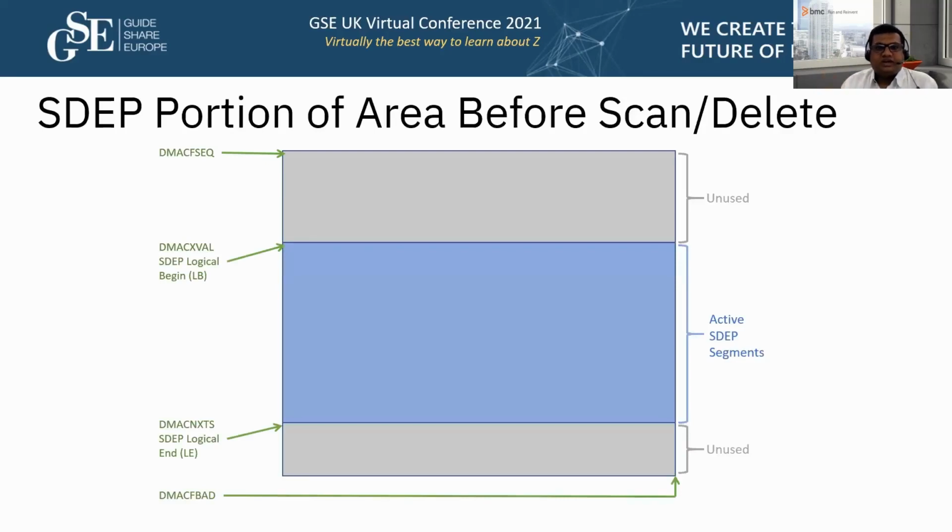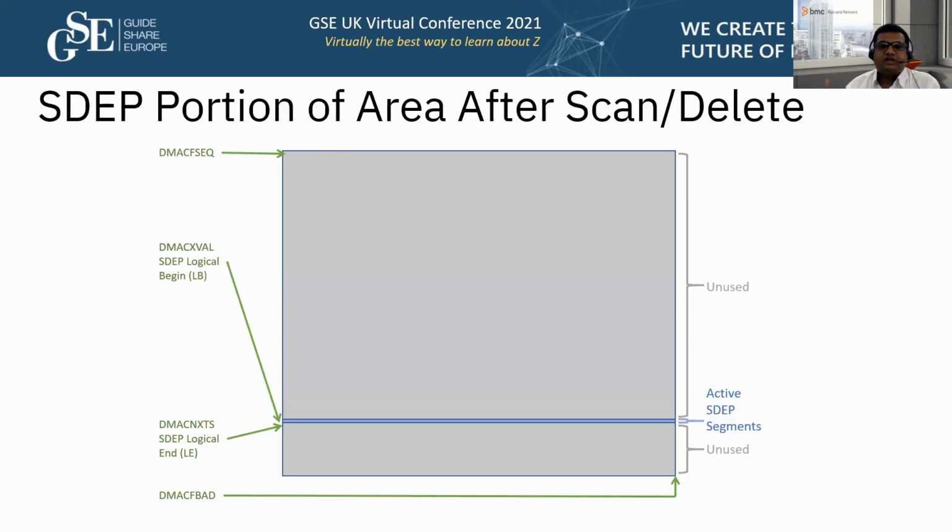So this is how your area or the S-step portion looks before the scan and delete. You have the logical begin and logical end in an unwrapped situation. When you run the scan, it will scan all the data from the logical begin to the logical end and store it into the sequential file. When you run the delete, it will simply reset your logical begin to the logical end. And now you have the entire space to be used again in the S-step section.